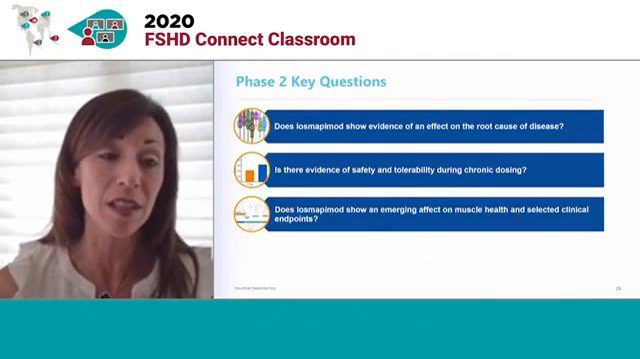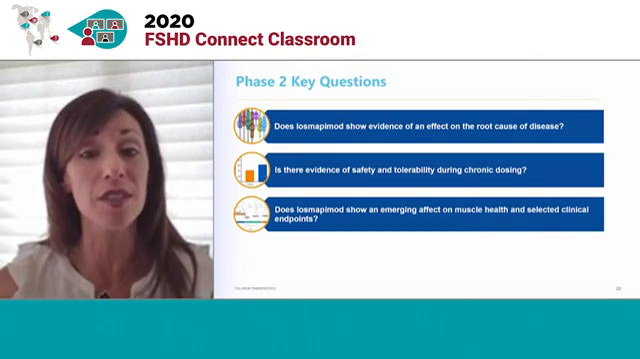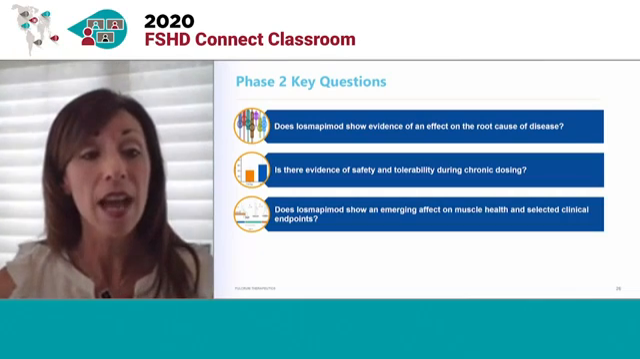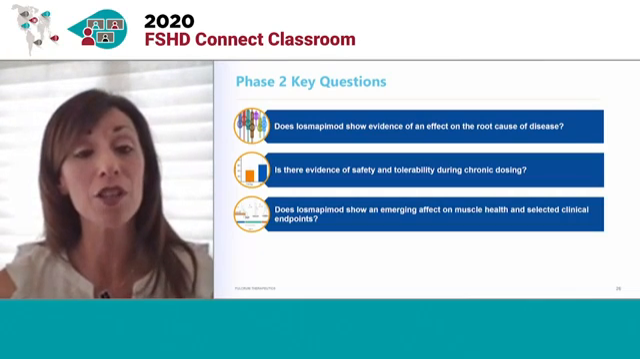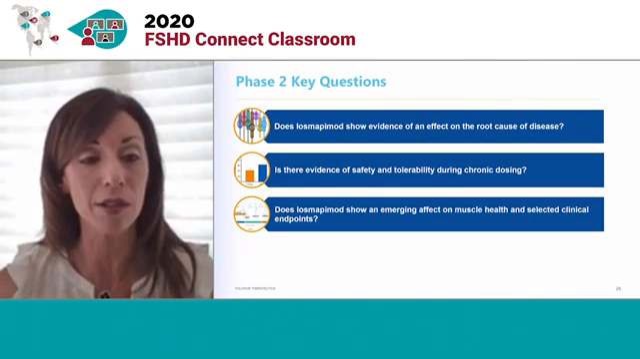So in this case, our phase 2 key questions are, does losmapimod show evidence of an effect on the root cause of the disease, that being DUX4-driven gene expression? And is there evidence of safety and tolerability during chronic dosing? As well as, does losmapimod show an emerging effect on muscle health and selected clinical endpoints?